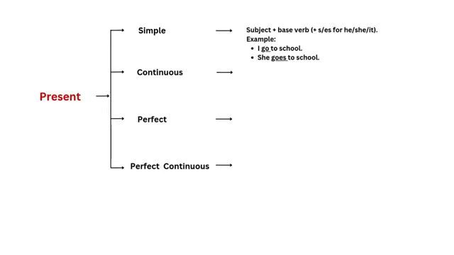Rule for simple present tense is: subject plus base form of the verb. Add es for he, she, or it. Example, I go to school. Here, I go to school means that the person regularly attends school, or it's a part of their daily routine.